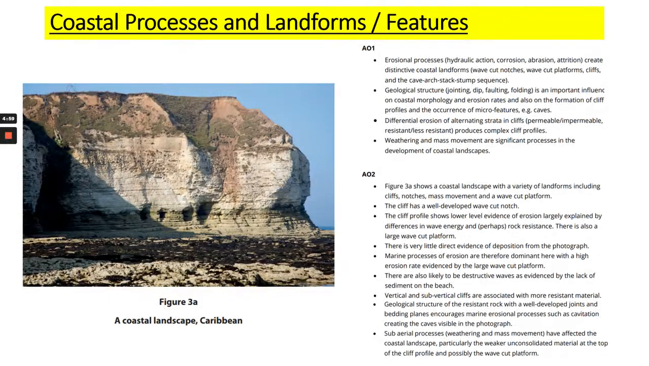And then it identifies particularly that there are cliffs, notches, mass movement, and wave cut platforms, and then it talks through how the wave cut platform has been formed, how the wave cut notch is formed, and how subaerial processes like weathering and mass movement take place. You could also relate this to the tides and how high tide may impact this cliff much more than low tide.